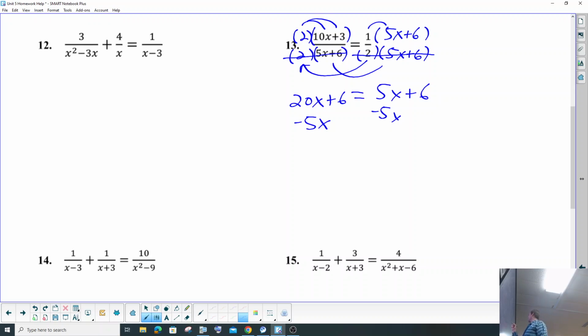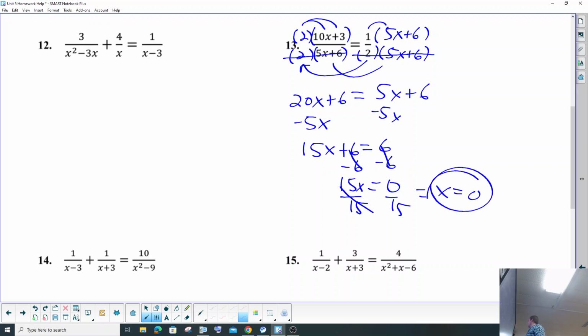So 20x minus 5x is 15x plus 6 is equal to 6. What the? We're going to minus 6 to the other side, and that's going to give us a 0. 15x equals 0, and then we divide by 15 to both sides, and we get x equals 0. Wait a sec. Uh-oh, is that one of our exclusions? What's one of our exclusions? Nope, we're okay. We can plug a 0 in because that still gives us 6 and 2 is 12.